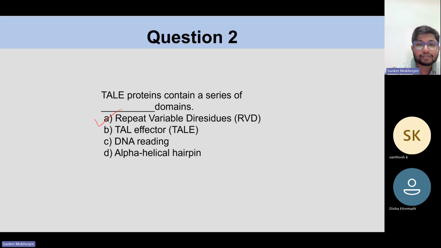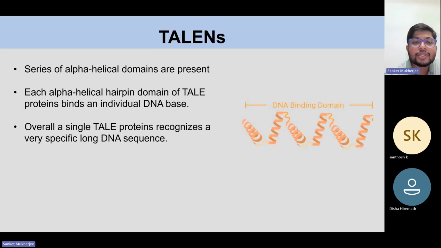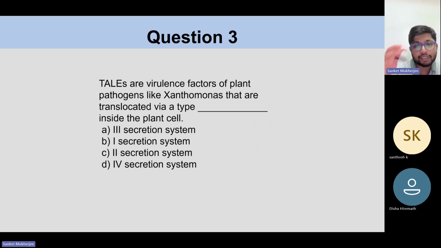I'm sorry, this is not the answer. Alpha helical hairpins are the structural basis of TAL proteins. I'm really sorry for this mistake. So alpha helices are the domains. RVDs are sequences that determine the specificity of TAL binding to each DNA base. So that is how it is.